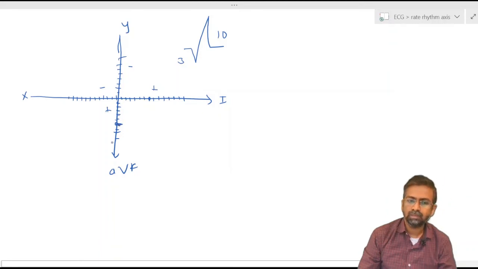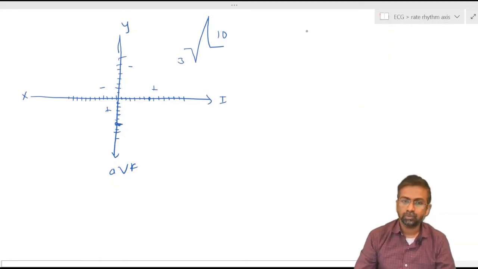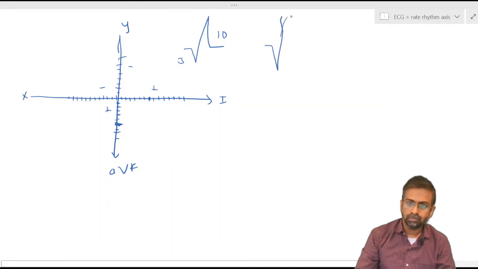It can be anything, it may be 10. For simplicity I'm just assuming it is 7. So maybe 4 negative and 11 positive. So this is a 4 negative Q wave and 11 positive, so it comes to 7. So you have this point.